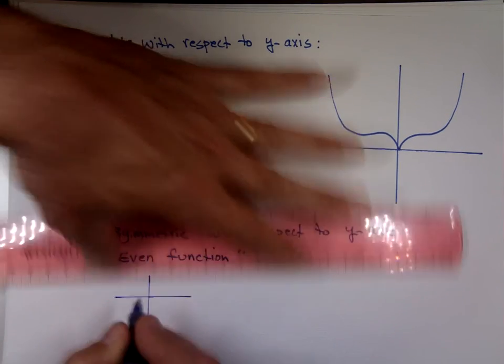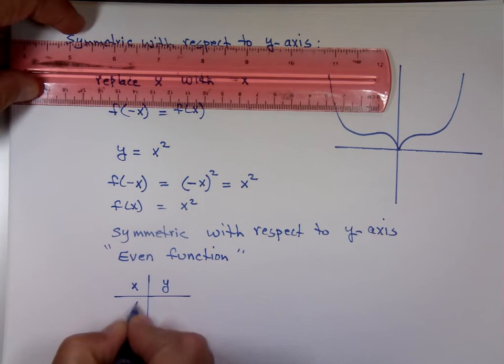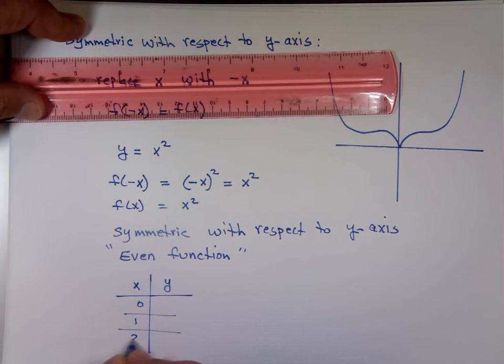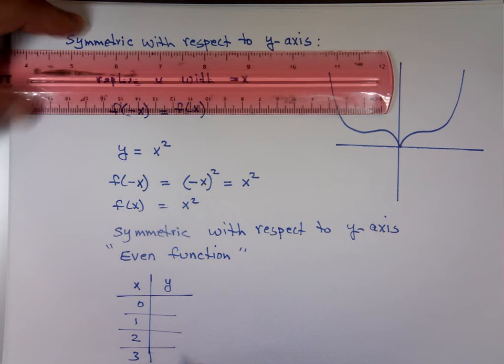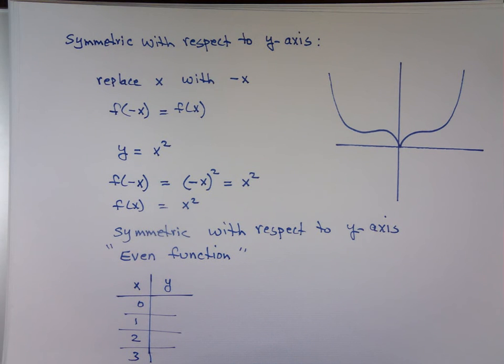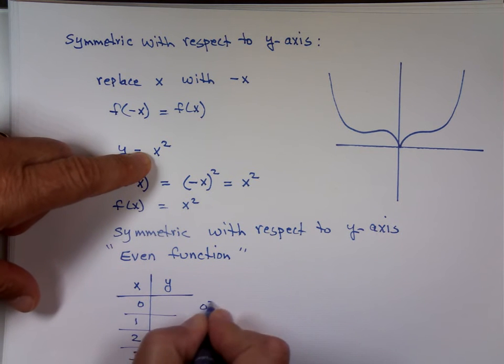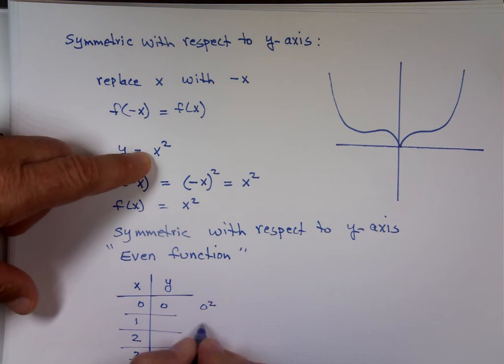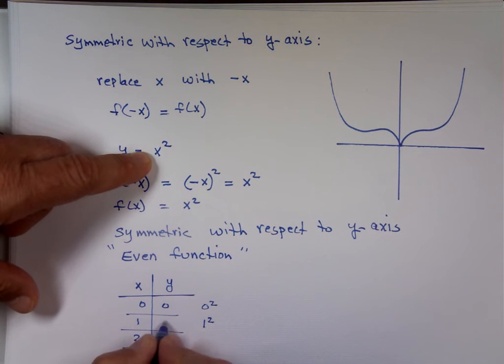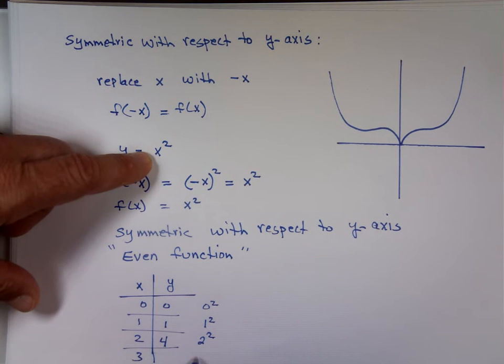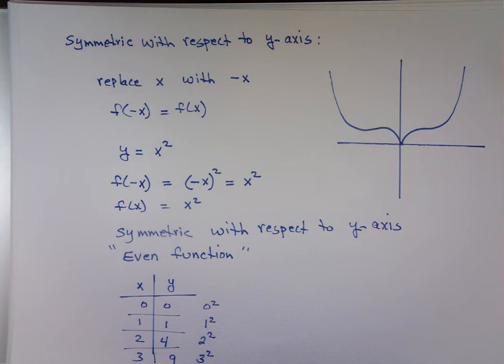X versus y, 0, 1, 2, 3. That's it. I don't have to use any negative numbers, because whatever the graph on the right side looks like is going to be identical on the left side. So when x is 0, let's plug it in. What is 0 squared? 0. When x is 1, what's 1 squared? 1. When x is 2, what's 2 squared? 4. When x is 3, what's 3 squared? 9. No negative values. I don't need them.